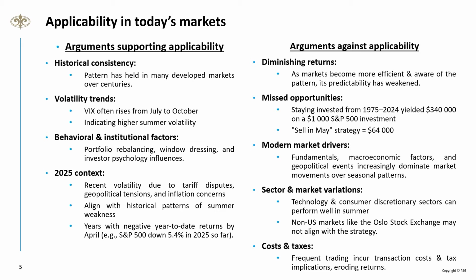And also obviously sector and market variance, you know, technology and the consumer discretionary sectors perform better in summer. But also things like non-US markets, like the Oslo Stock Exchange, may not align with the strategies. So not all global markets will be with it. And that gives you the idea of being geographically diversified.